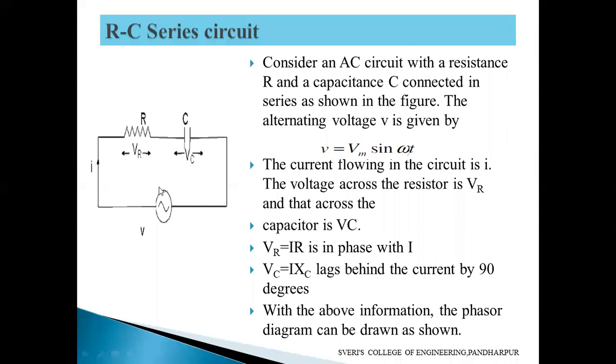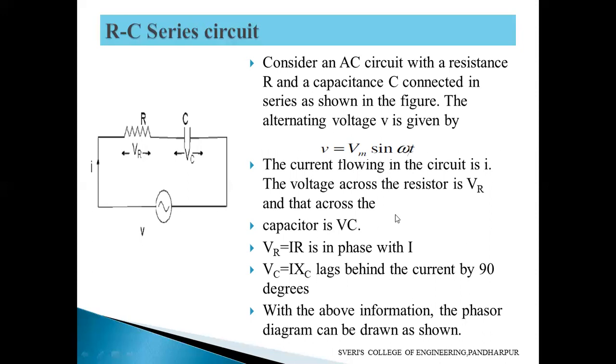The alternating voltage V is given by. You write this one. V equal to Vm sin omega t. Over. Yes, sir. Next line.